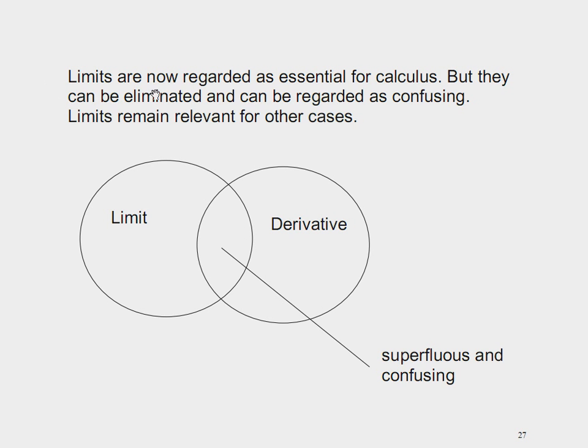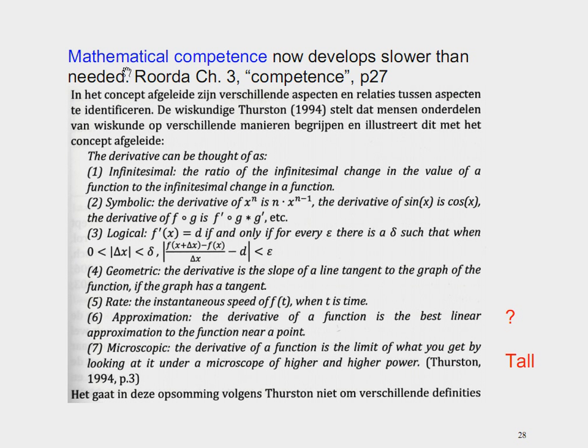So limits are now regarded as essential for calculus, but they can be eliminated and regarded as confusing. So if we look at the Venn diagram with limits and derivatives, there is an intersection that is superfluous and confusing. Limits still are useful, but for different kinds of questions. Another issue is mathematical competence. It now develops slower than actually needed.